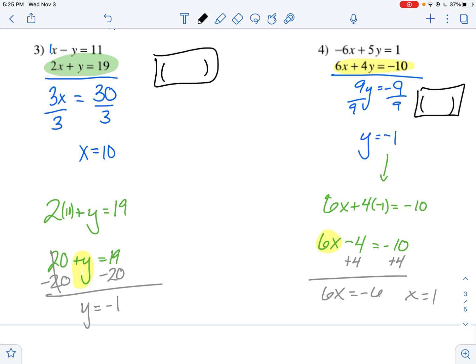All right, so on number 3, it should be 10 comma negative 1. And on this one, it should be not negative 6, positive 1, negative 1. X was positive 1, and y was negative 1. So our ordered pair is positive 1, negative 1.